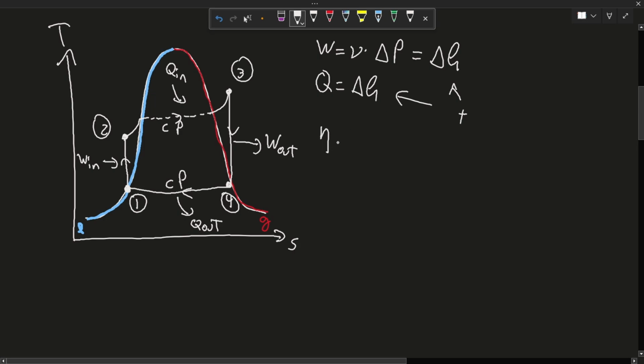One last thing, thermal efficiency equals W net divided by Q in. W net is equal to W in minus W out. You can also use this equation for some questions as it might be easier. And that's it. That's your simple Rankine cycle.